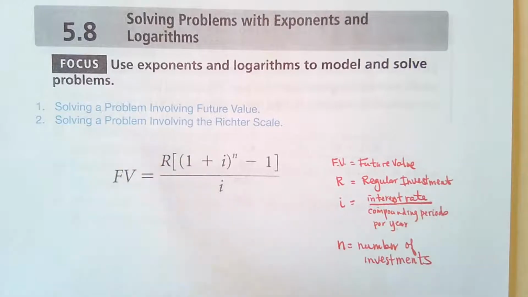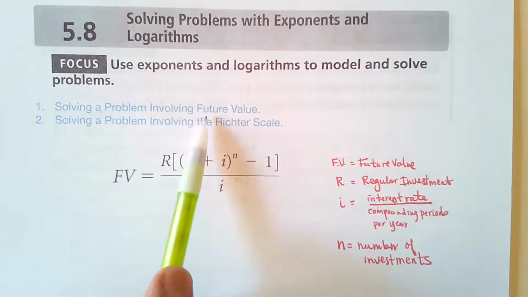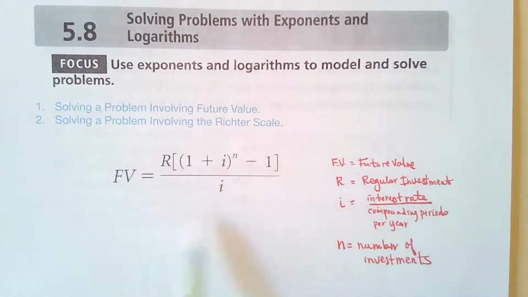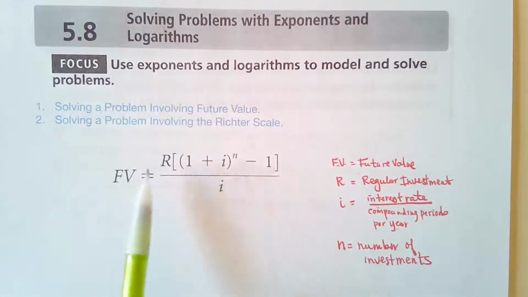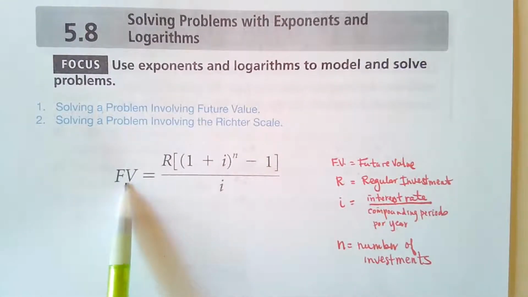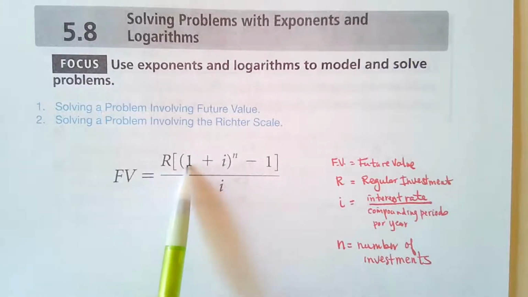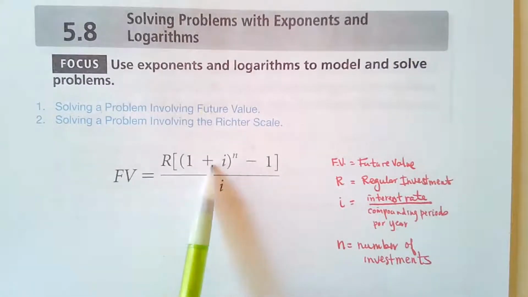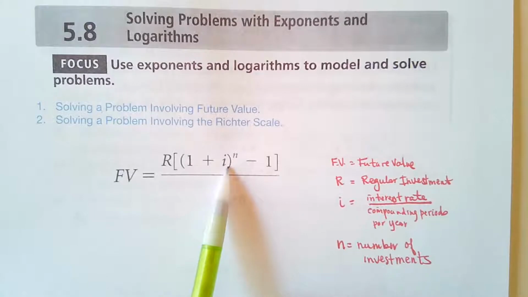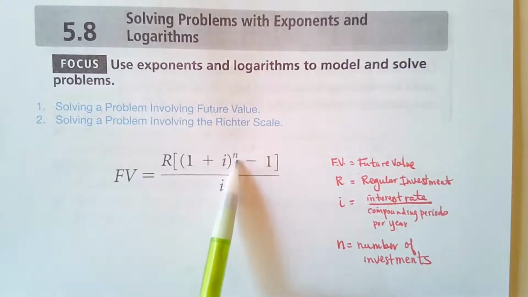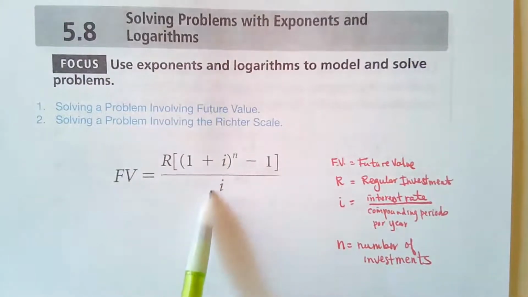For the first problem involving future value, we'll be using this specific formula: the future value is equal to your regular investment times [(1 plus i) to the power n minus 1] divided by i, where i refers to the interest rate per compounded period, and n is your number of investments.